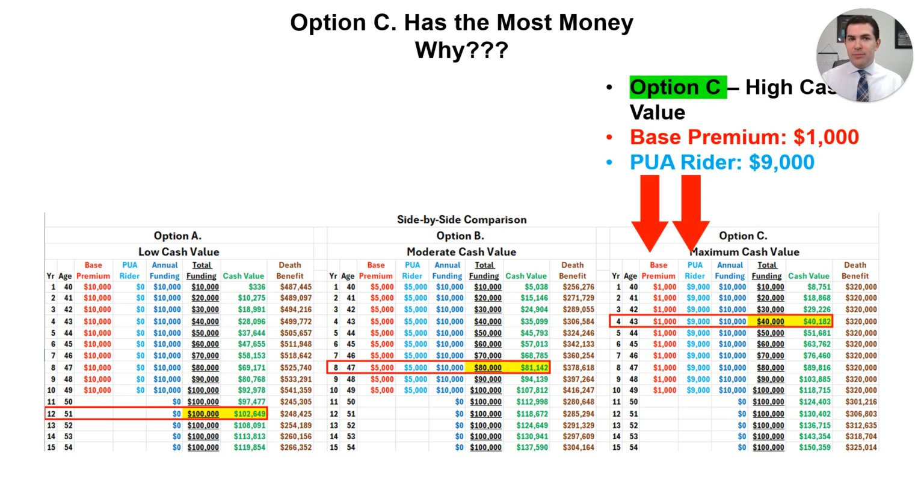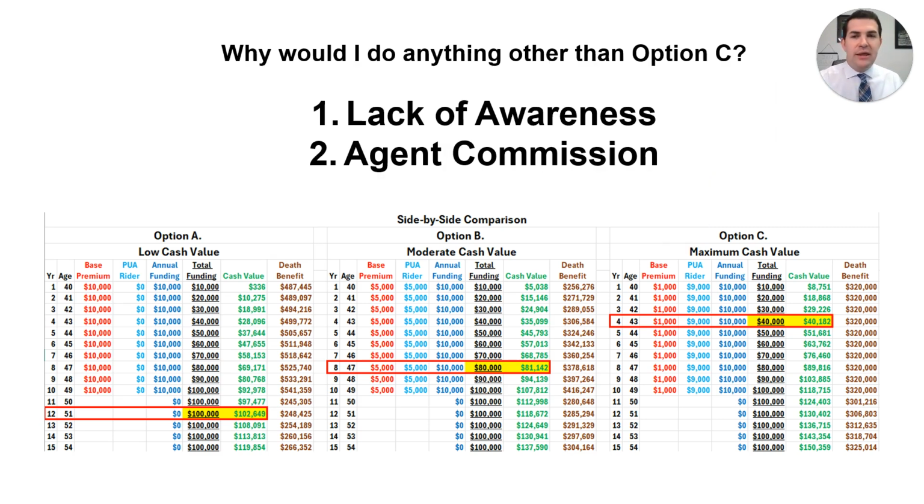You may be thinking the same thing. Why would I do anything other than option C? Here's the 2 reasons why. This is what I've seen the most. 1 is lack of awareness. I'm only presented option A or option B or something similar to one of those. And then 2 has to do with the agent commission, what I would be paid in a case like this.